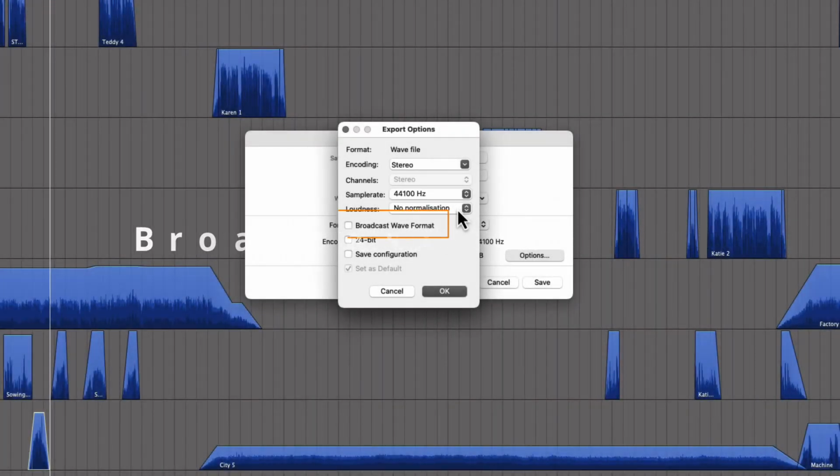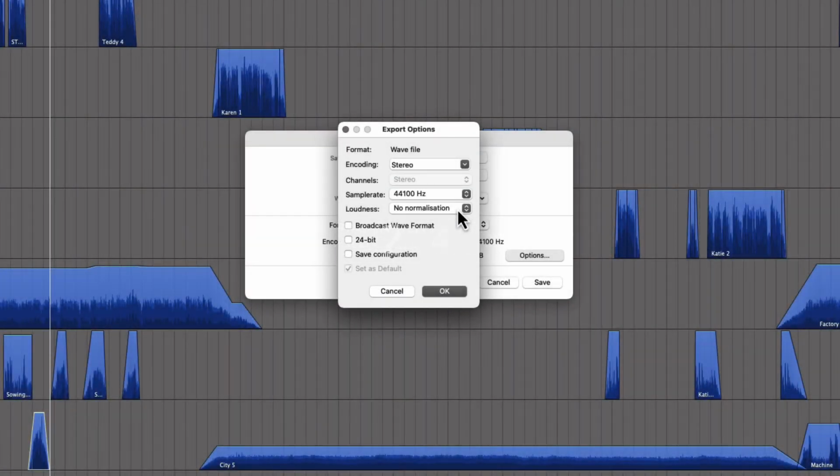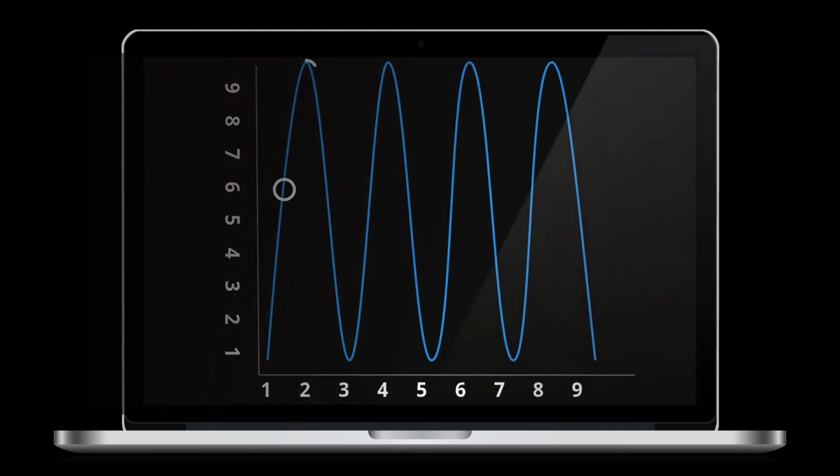The broadcast format is only used by broadcast radio stations and contains some additional radio broadcast-specific metadata. You can save your file in 24-bit, but what does that mean? If we go back to our coordinate system, then we see that each sample has a number.